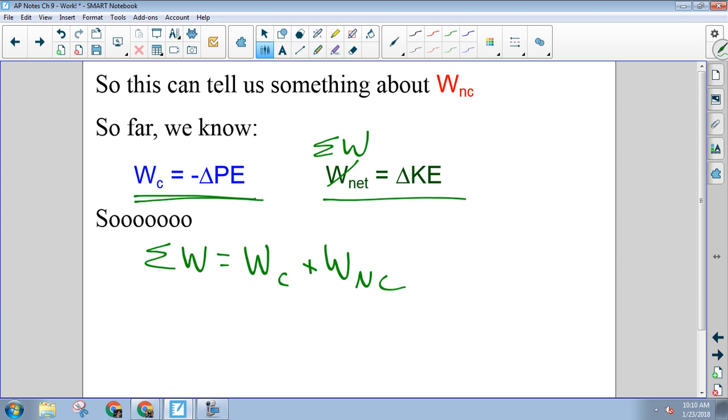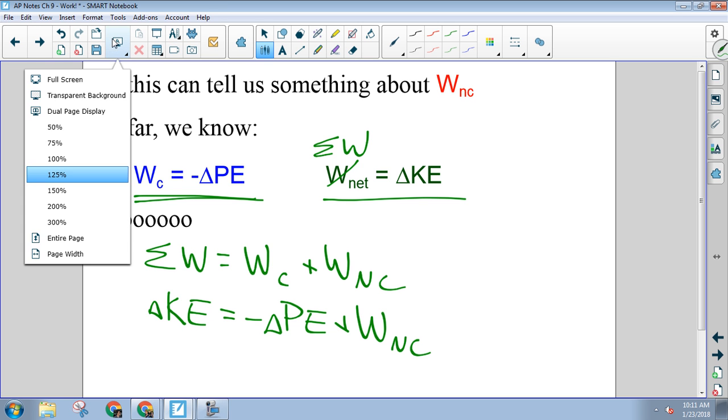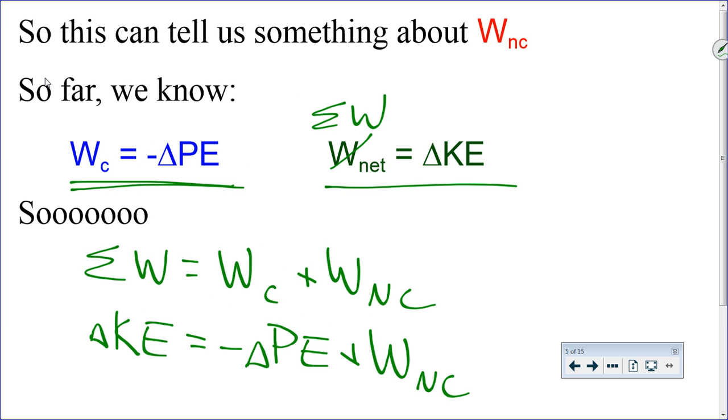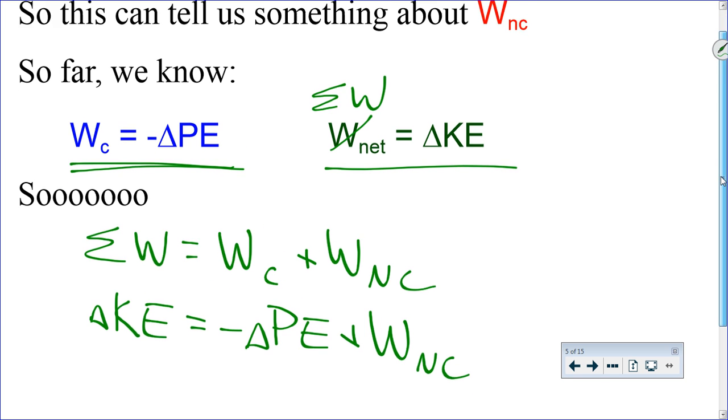All right, so let's do a simple substitution here. So let's see, net work, this is change in kinetic energy, equals, let's see, the work done by conservative forces is negative change in potential energy plus the work done by non-conservative forces. Everybody good so far? Just one question.